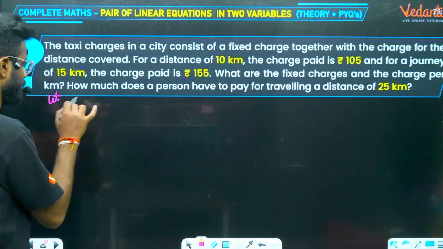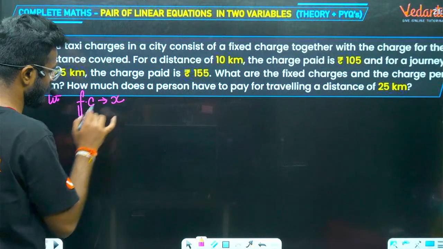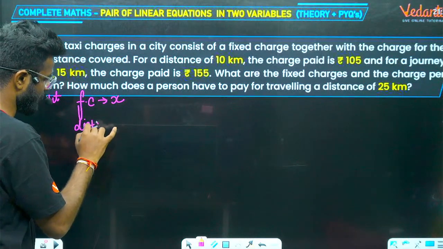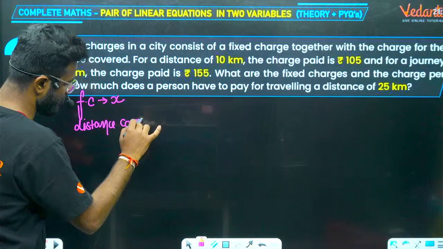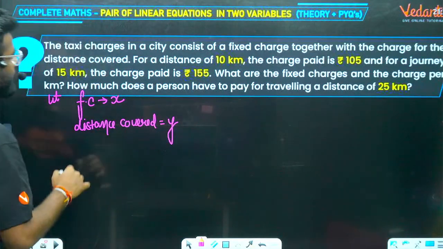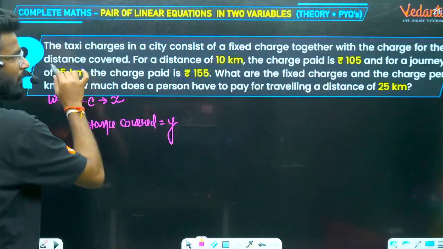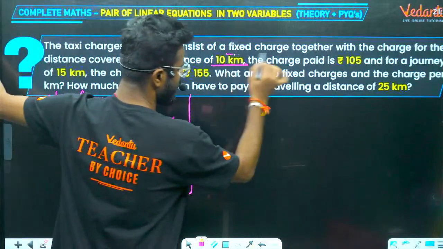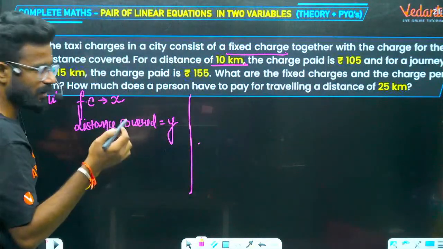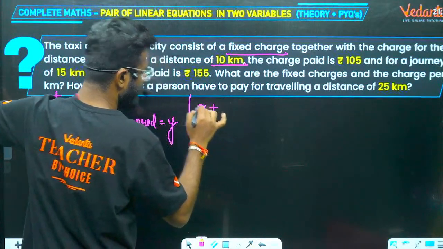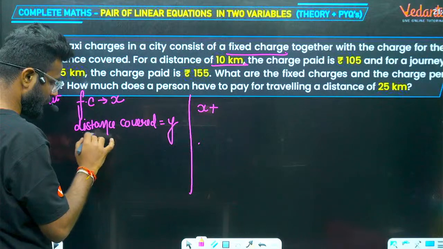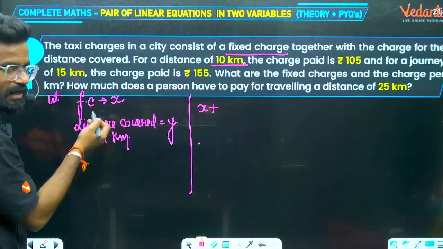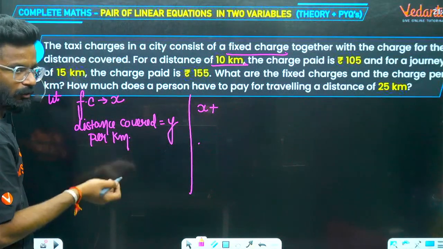Let the fixed charge be rupees x, and the charge for distance covered be y. Simply, if you have to cover 10 km of distance, then you must pay a fixed charge together with the charge for the distance covered. So let the fixed charge be rupees x, and the cost of distance covered per kilometer be y.